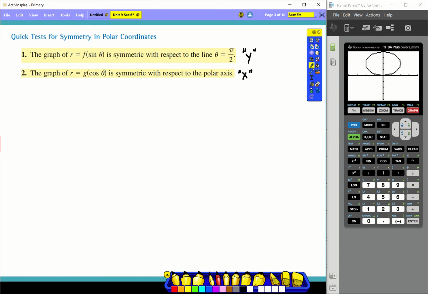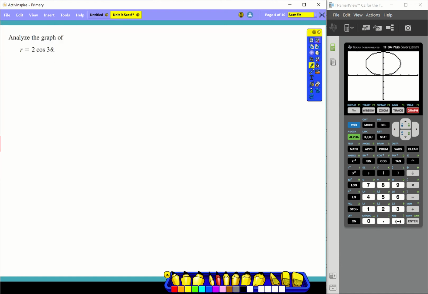And these are quick tests for symmetry. Let's see, I don't really have an example for that one. Okay, some curves have maximums and minimums. So let's see if we can talk about, oh, actually, I have an example, the example I was looking for. So we're going to analyze the graph of r equals 2 cosine 3 theta.